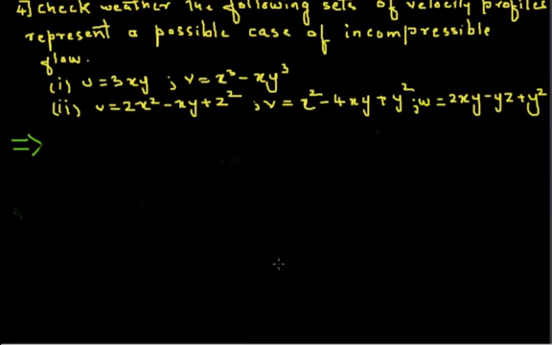The fourth problem is visible to us now. Check whether the following sets of velocity profiles represent a possible case of incompressible flow. First set is u is equal to 3xy, v is equal to x cube minus xy cube. Second set is u is equal to 2x square minus xy plus z square, v is equal to x square minus 4xy plus y square, w is equal to 2xy minus yz plus y square.